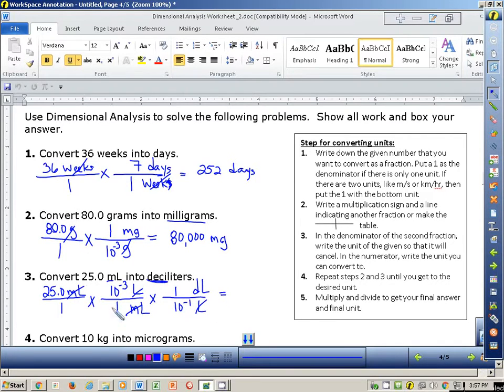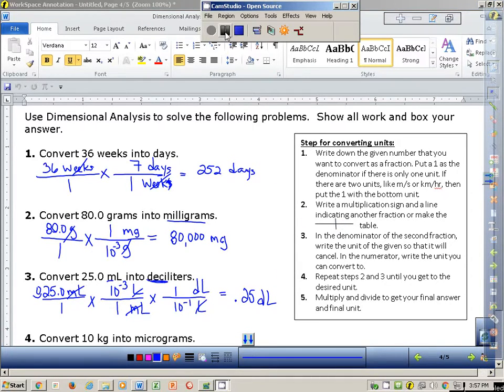And now you're ready to stop and do your math so that you can end up where you need to be. At this point, you're going to multiply across the top, and you're going to divide by the bottom. This negative 3 is going to move your decimal 3 spaces over, so it's 0.025. And then dividing it by negative 1 is going to move it back over, so we're going to end up with 0.25 deciliters. If you can't do it that way, then you can put it into the calculator.